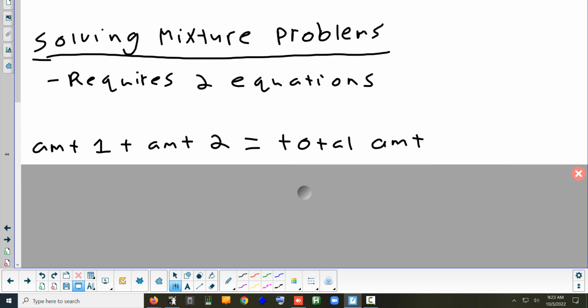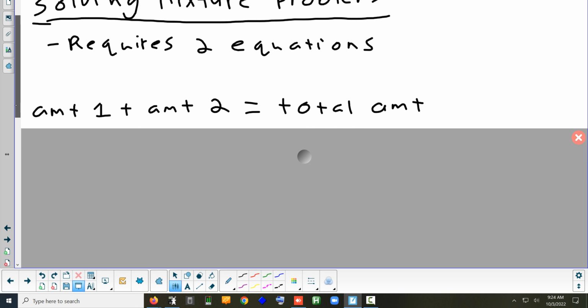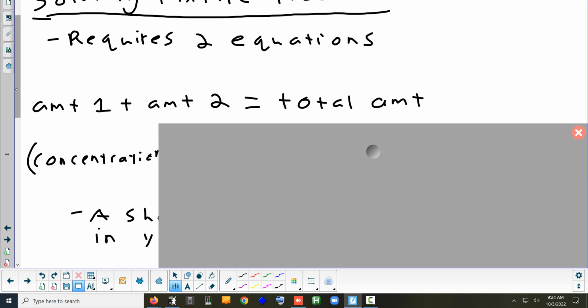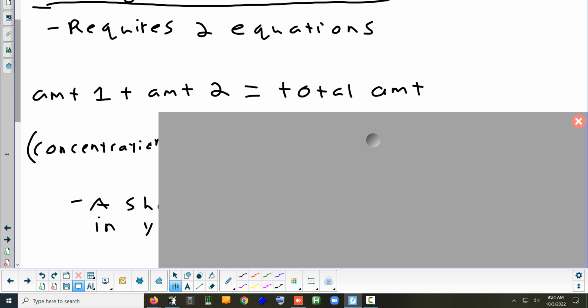So the first equation, that one's pretty simple. You pick a variable that represents how much of the first solution you're going to use. You pick a variable that represents how much of the second solution you're going to use. And then when you add the two together, it should equal the total that they told you in the problem. So like A plus B equals, how many liters do they want? 30, 50, whatever they tell you. So the first equation has to do with the amount. The second equation has to do with the concentrations.